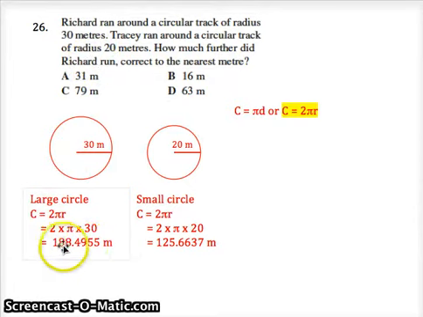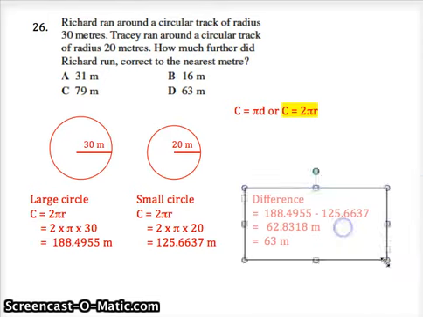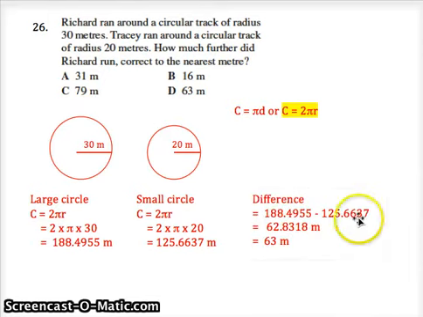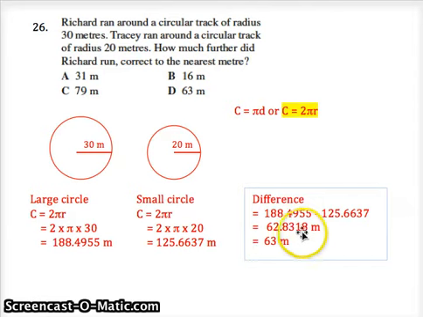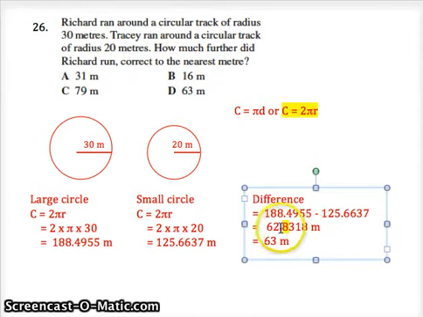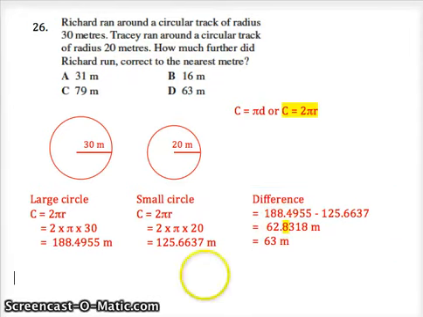You want to do this larger distance minus the small distance. So the difference between those two answers is 62.8318. We need it to the nearest meter, which is to the nearest whole number. So 62 point, we need to look at this 0.8. This 8 is bigger than 5, so it's actually closer to 63 metres. So our answer for this question is 63 metres.